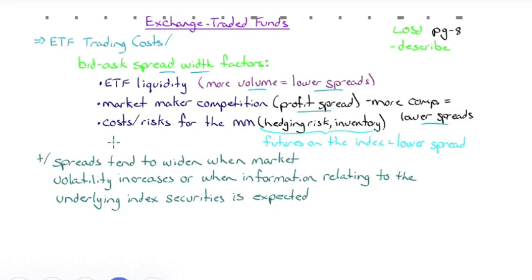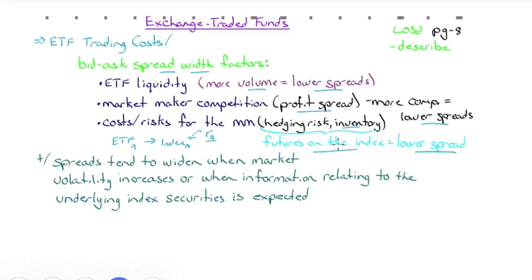So let's say an ETF, we'll call it ETF A, tracks index A, and there are futures contracts on index A. If we're holding ETFs in inventory and we don't want that risk, we can use futures contracts to hedge out that risk. Because we can do that, we can lower our costs and lower our risks with holding inventory. If there are futures on the index, you'll have a lower spread.